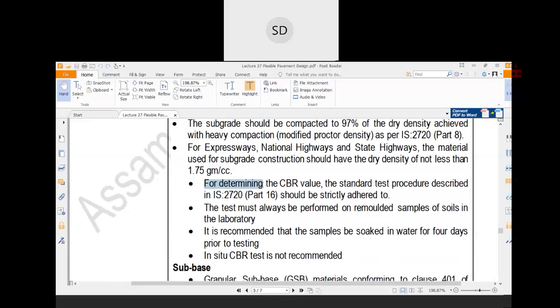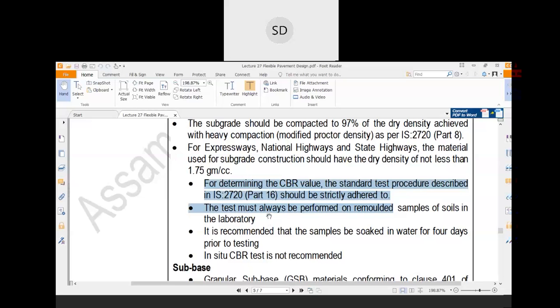Now, for determining the CBR value, the standard test procedure described in IS 2720 should be strictly adhered to. You know that the CBR test is conducted to find the subgrade strength. This CBR test should be conducted as per the instructions given in IS 2720. About that CBR test we have already discussed. After we complete the syllabus, we will discuss all the tests along with some video lectures.